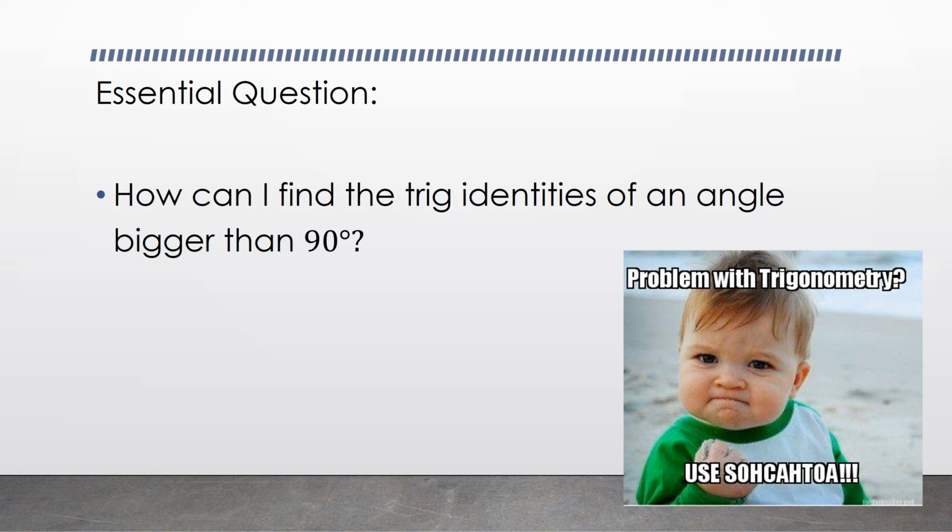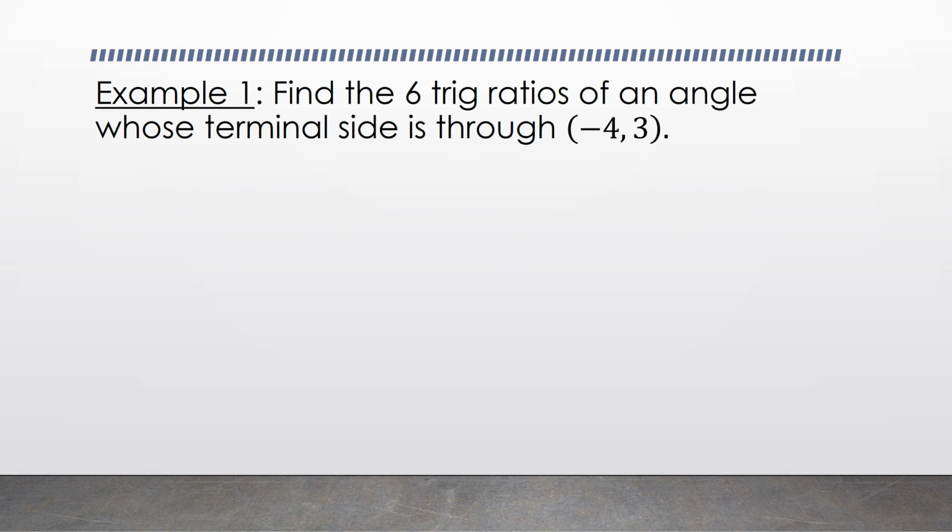Again, how can I find the trig identities of angles that are bigger than 90 degrees that don't fit inside a right triangle anymore? So we're going to get more in depth with this, but the starting question to help you understand what's going on here is this. We're going to find all 6 trig ratios of an angle whose terminal side is through this point. So remember, when we're graphing angles, a way that we can graph them is to put them on a coordinate plane. We always put the starting side on the positive x-axis, and then we go around a certain amount, right? So this is saying, go around and put the other side so that it's through this point.